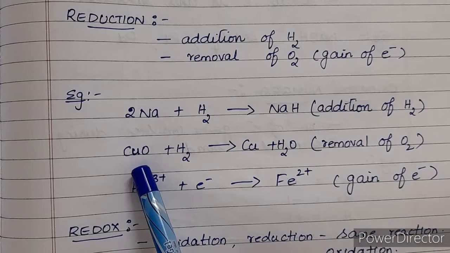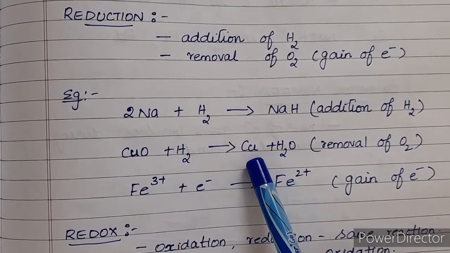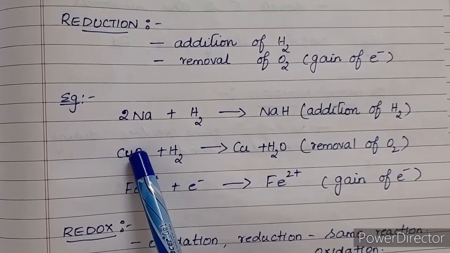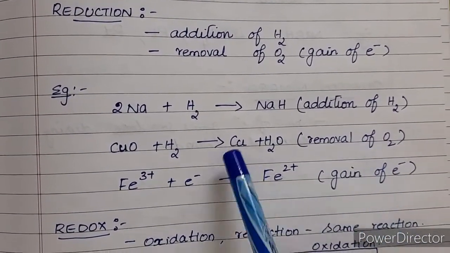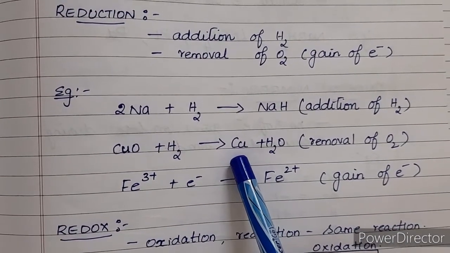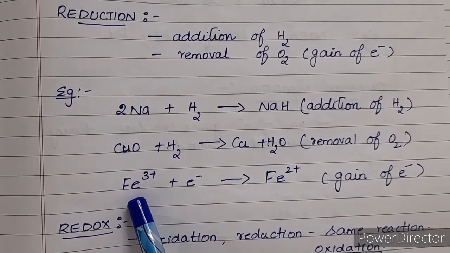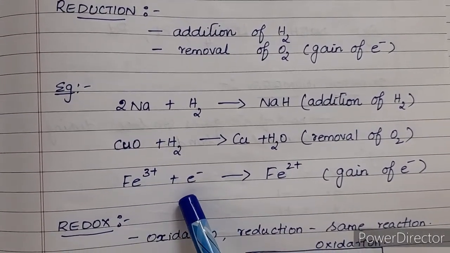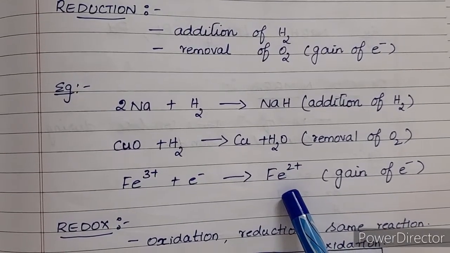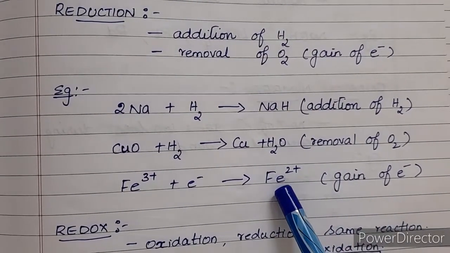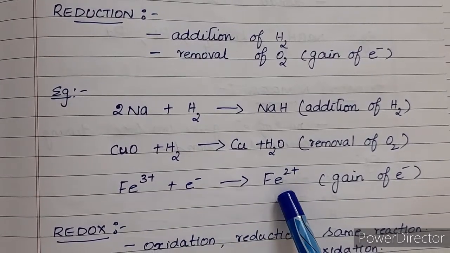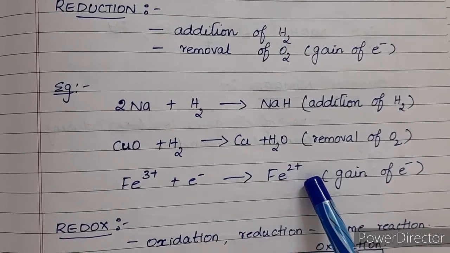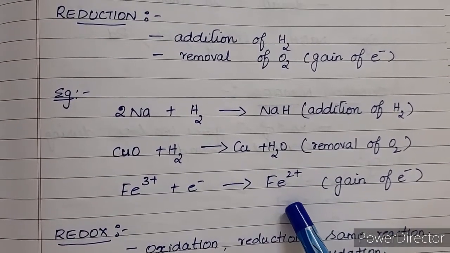Now here copper oxide, when treated with hydrogen, forms copper plus water. What is removed? Oxygen is removed from CuO. So removal of oxygen takes place in the case of copper, and this is also reduction. Now see the next example, Fe3+, where the oxidation state is 3. On gaining an electron, it comes to oxidation state Fe2+, where the oxidation state is 2. So after gaining an electron, it gets reduced to Fe2+. Now this also comes under reduction.